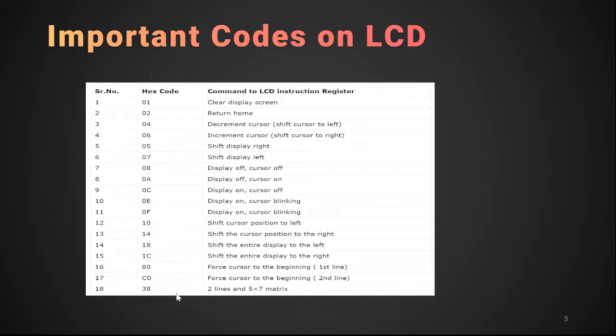And to choose whether it is 2 lines and 5x7 matrix, it's 38. Okay, but sometimes based on the LCD, it may differ. You have to cross verify. In some cases, you can find in the data sheet it is 28. The LCD I'm going to use is 38. So you have to cross check once with the LCD you have. For some LCD it is 28, for some LCD it is 38. The rest of the codes are the same.